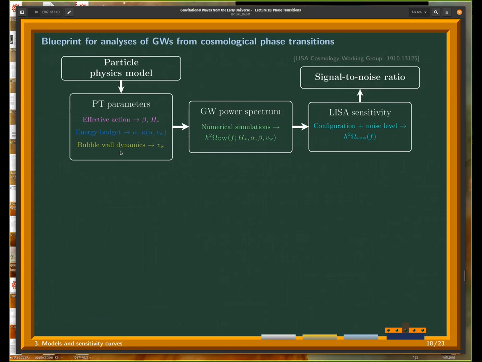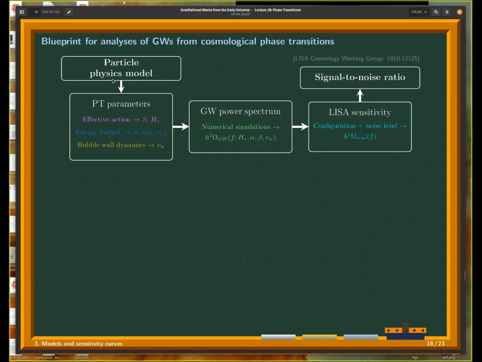Let me just conclude with this flowchart of the analysis of gravitational waves from a first order phase transition. So you specify your particle physics model, then you compute the effective temperature dependent potential and you can calculate the phase transition parameters. You use the effective action to calculate the duration of the phase transition. You calculate alpha, the strength of the phase transition, how much vacuum energy density is released in comparison to the energy density of radiation. I can use that to compute kappa, the efficiency factor, which you need to determine the signal from sound waves.